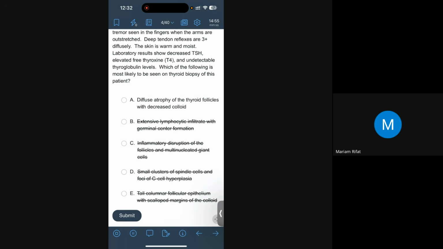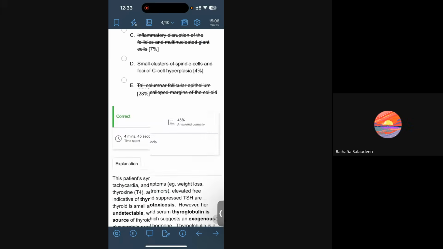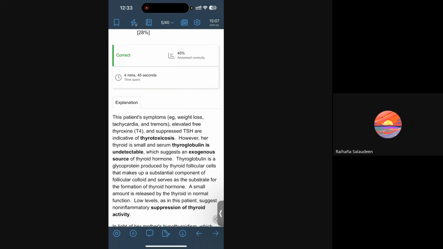So the right answer is going to be A, diffuse atrophy of the thyroid follicles. Because when you take thyroxine from outside, the endogenous cells are going to atrophy because they are no longer needed. Okay. So on to the next one.